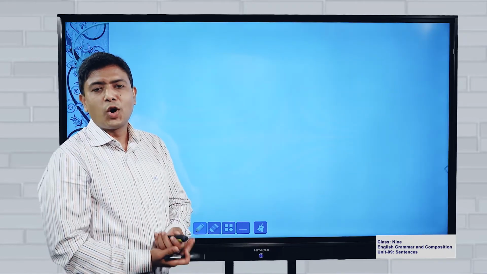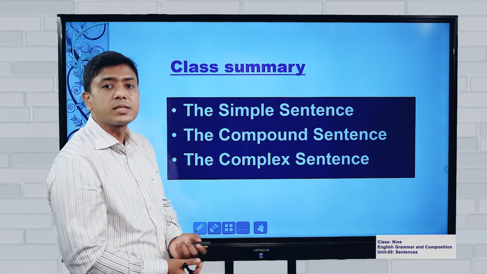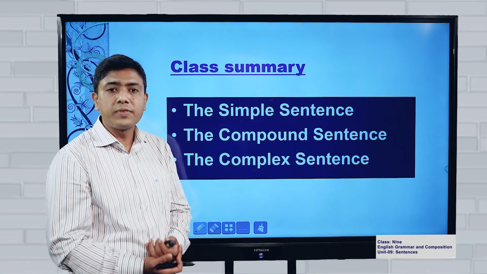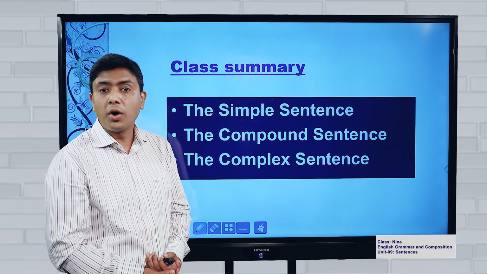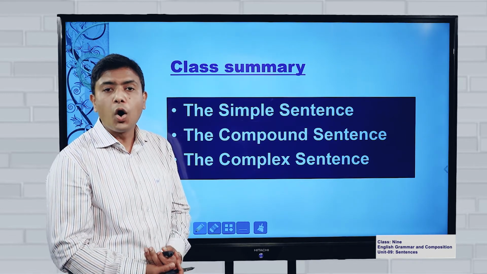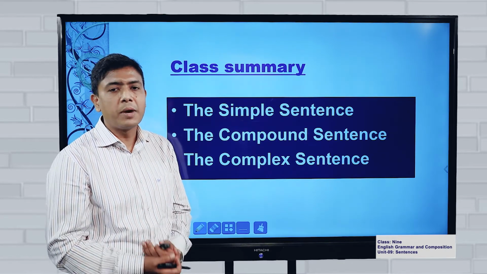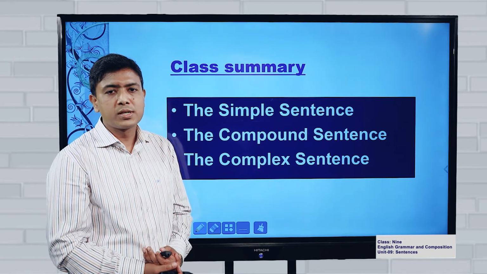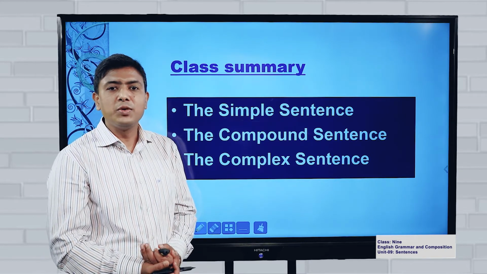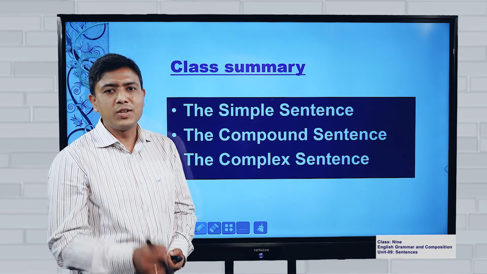Now, my dear students, we are almost at the end of our today's class. Let us recap what we have learned today. We have learned the uses and formations of simple, complex, and compound sentences. In a simple sentence, we have found out that a simple sentence has only one independent clause. But a compound sentence has two or more independent clauses. And in a complex sentence, we have found out that a complex sentence must have one independent clause and one or more dependent or subordinate clauses. I believe you can now easily form simple, compound, and complex sentences and use them in your educational life.